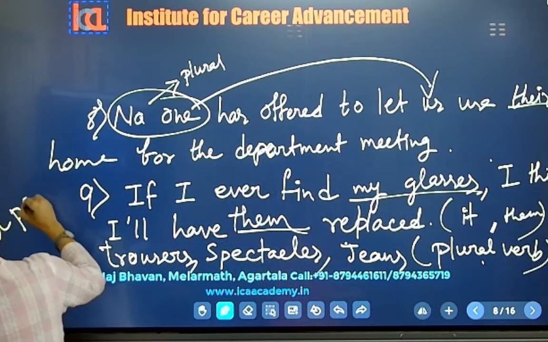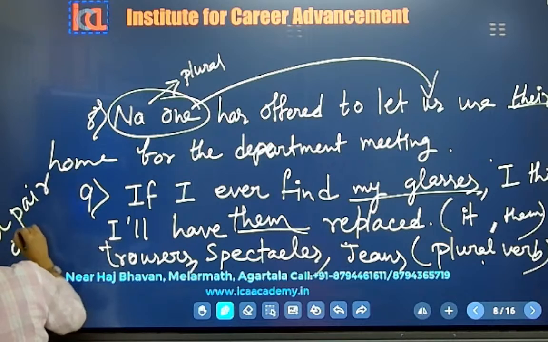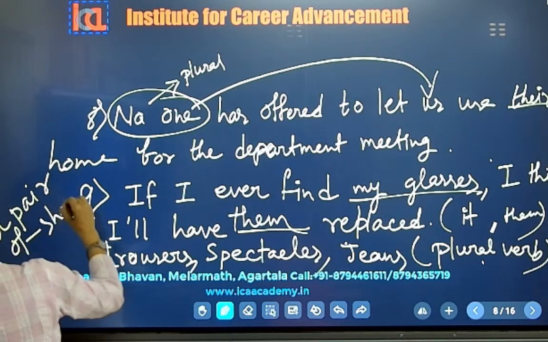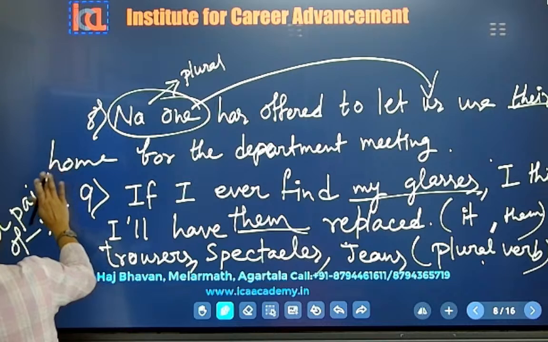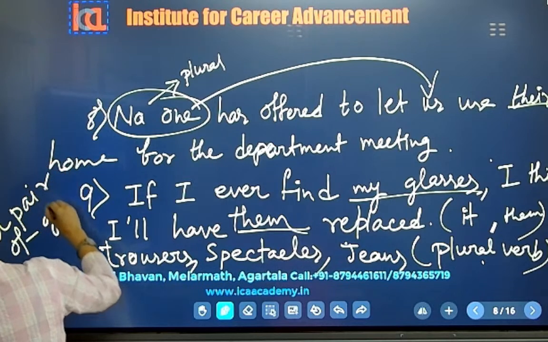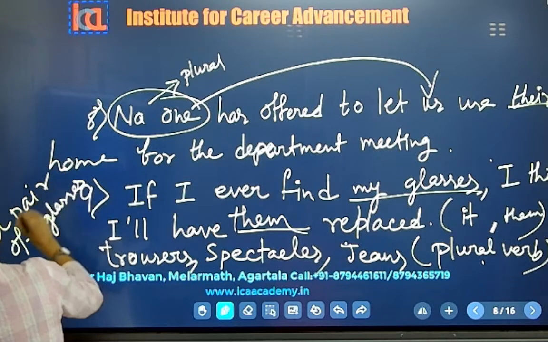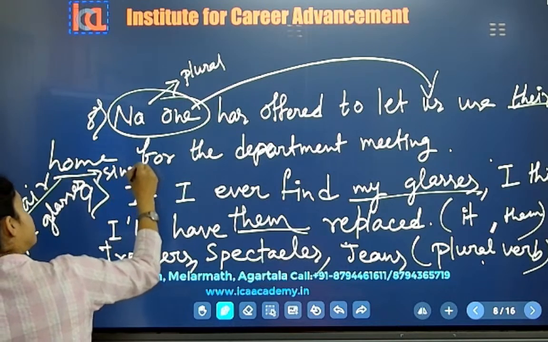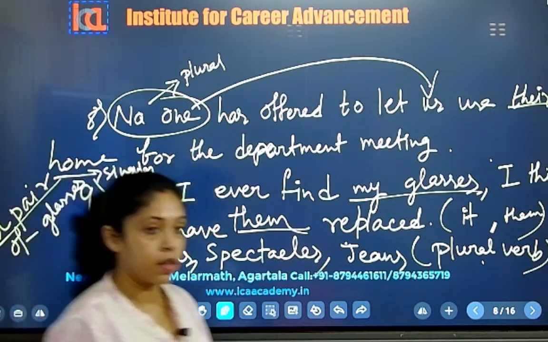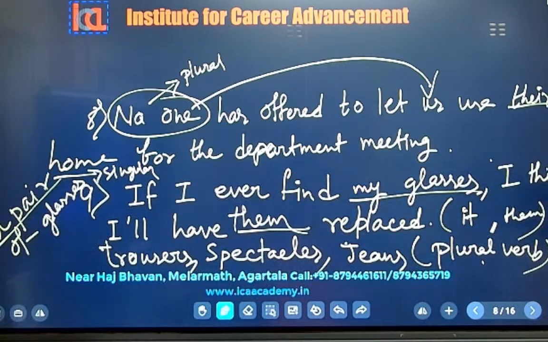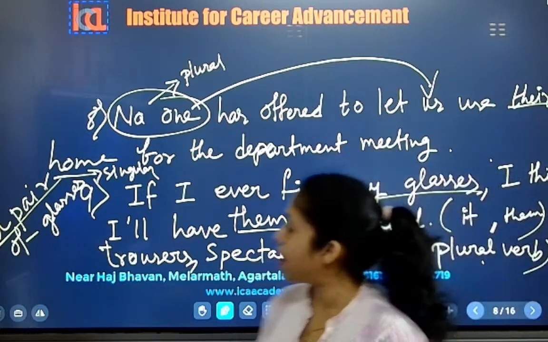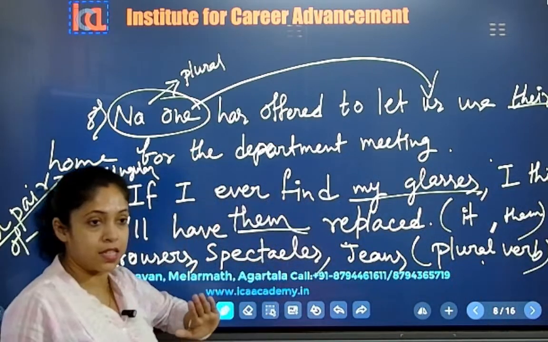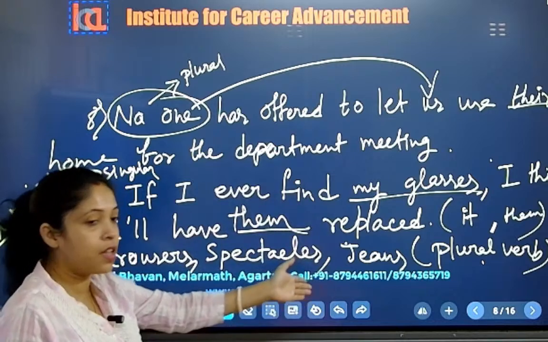One more thing here I want to say. When we use a pair of shoes or a pair of glasses, then it will follow a pair, meaning it will be a singular verb. So this sentence will be, if I ever find my pair of glasses, I think I will have it replaced. But as my glasses is there, then it will function as a plural verb.